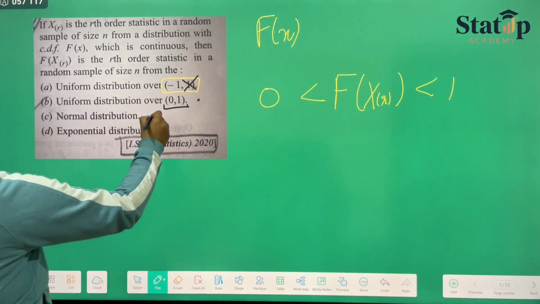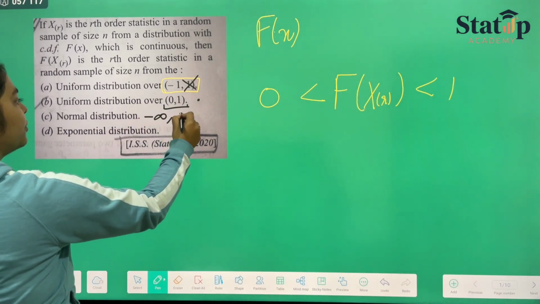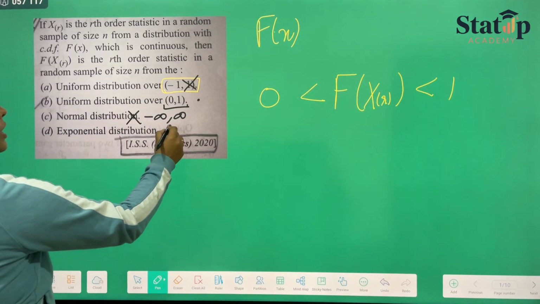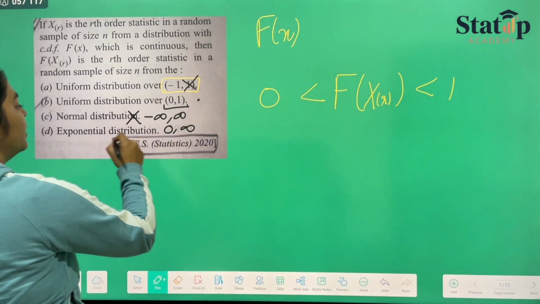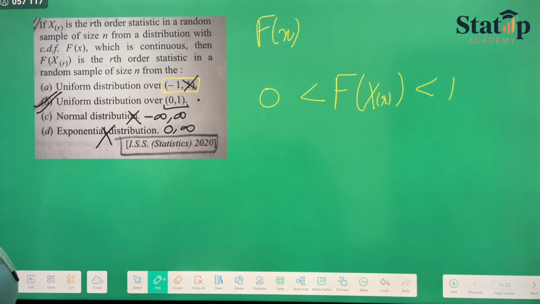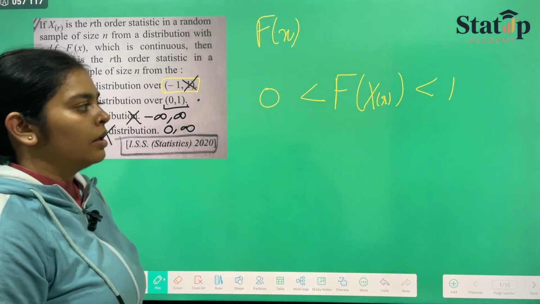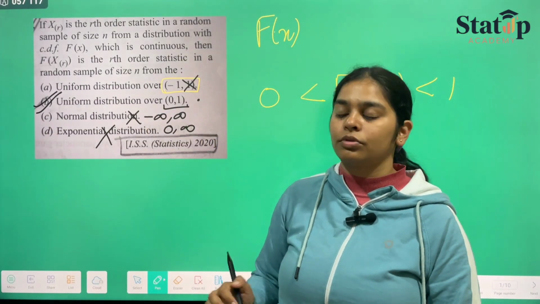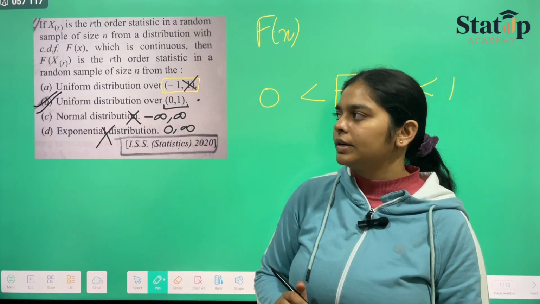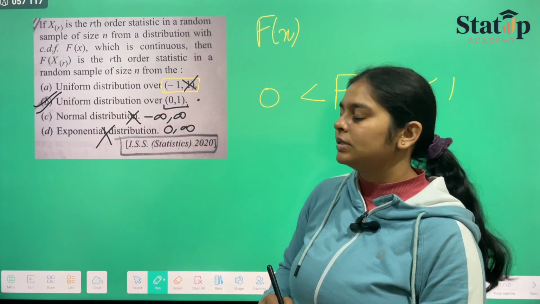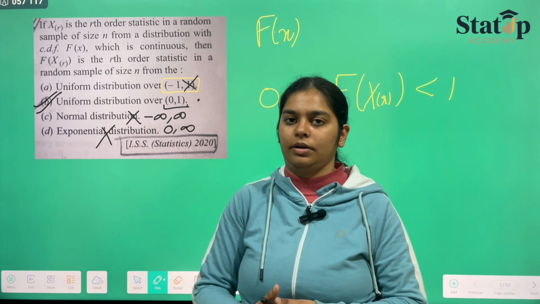Normal distribution has the range of x from minus infinity to infinity, so this is also cancelled. And exponential distribution has the range 0 to infinity, so this also gets cancelled. So our option B is the correct answer, where the uniform distribution has the range over 0 and 1. This is your answer. Here logic is used, no such concept of order statistics has been used. From logic only we can solve this, and this came in your examination in 2020.